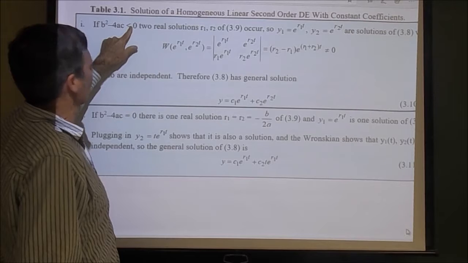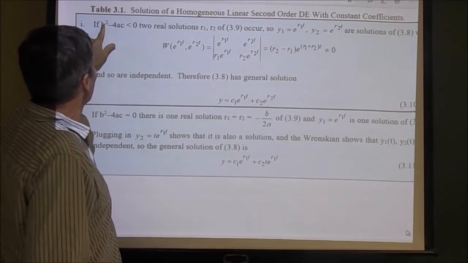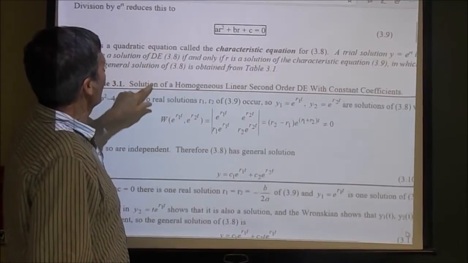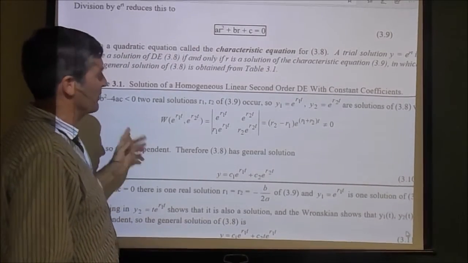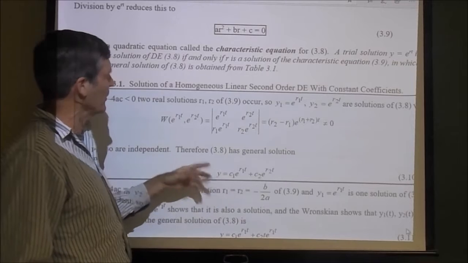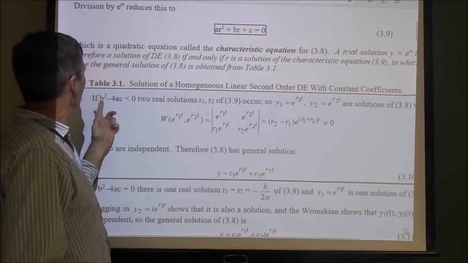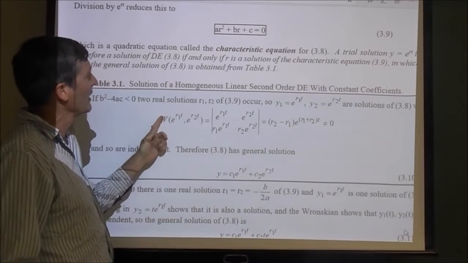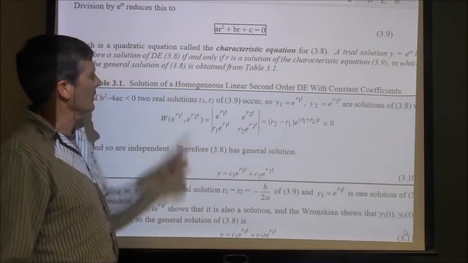Let's say greater than 0. If b squared minus 4ac is greater than 0, then the quadratic formula for this, remember, minus b plus or minus the square root of b squared minus 4ac all over 2a from algebra, if this is greater than 0, then there are two real solutions of the characteristic equation.